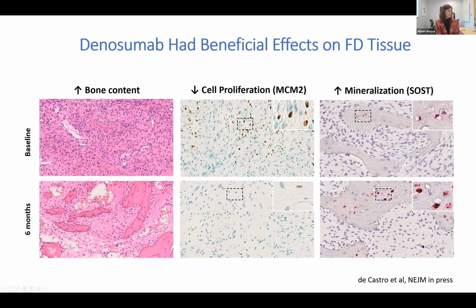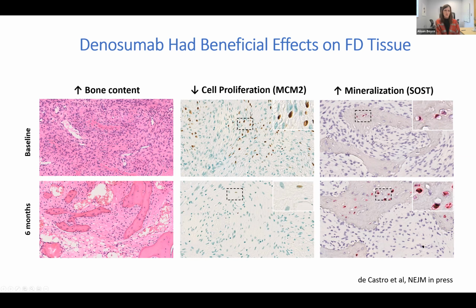But what we saw is that compared to the baseline samples, we were seeing a lot of bone forming within these lesions. So here you see this is just a mess of fibrous tissue. There's very little bone tissue. And then after 6 months, all of this kind of pink blobby stuff, this is brand new bone that's being formed inside the FD lesion.